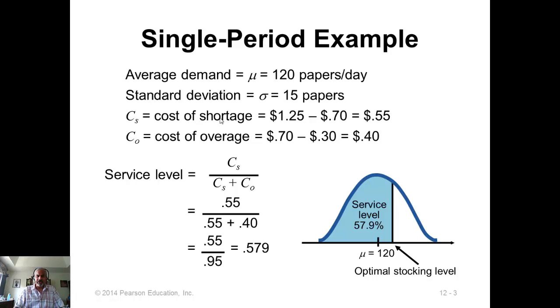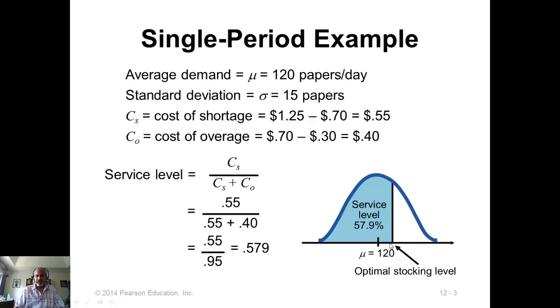Now cost of shortage is, suppose we can sell the paper for $1.25 and the cost to print the paper is 70 cents. So this is the profit margin that we could have made if we had not run out of stock. Now cost of overage is, suppose if unsold papers can be recycled for 30 cents a paper, then 70 cents minus 30 cents will give you 40 cents as the cost of overage. Now find the ratio using this formula, and that gives you 0.579 as the service level, optimum service level.